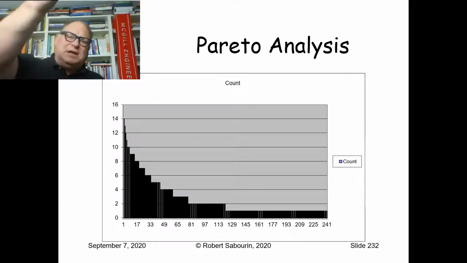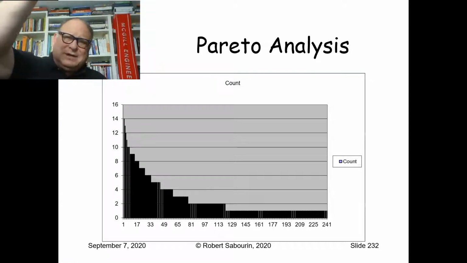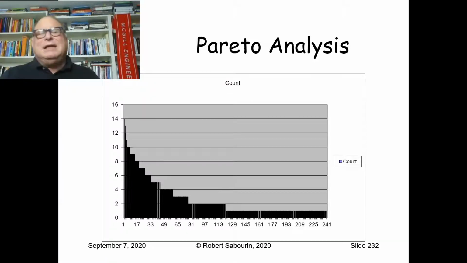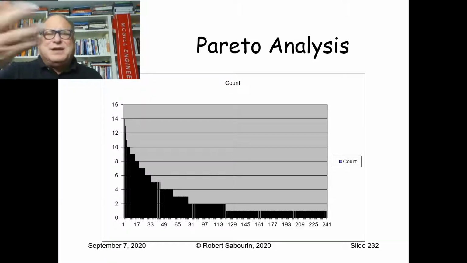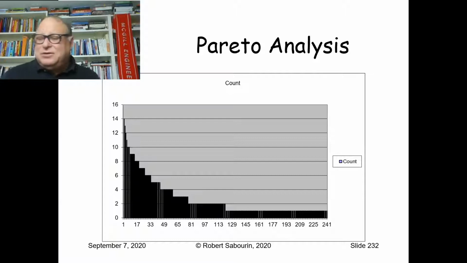You'll see it's a decaying curve. It's going in a nice distinguished pattern like that. And when this curve is evident, it's pretty clear you've got a Pareto distribution. And if you look at the bottom here, in this case, we have 241 different transaction types, and the most frequent ones are really way up here.